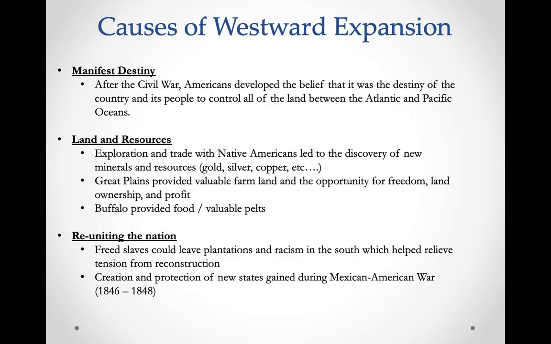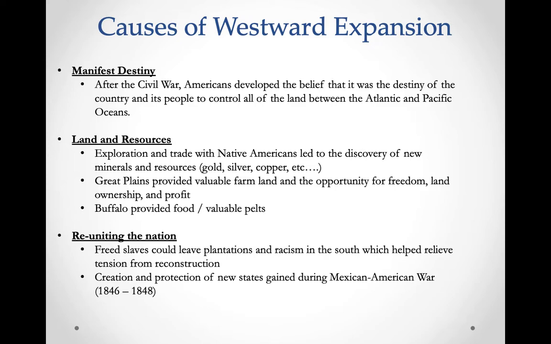Finally, Americans hoped that westward expansion would reunite the nation following the division of the Civil War. Freed slaves could now leave plantations and the racism they were experiencing in the South and move into the free land in the plains. Many thought this would help relieve the tension from Reconstruction and the dissatisfaction of many in the South who thought they were being mistreated by the government of the United States for their involvement in the Civil War.